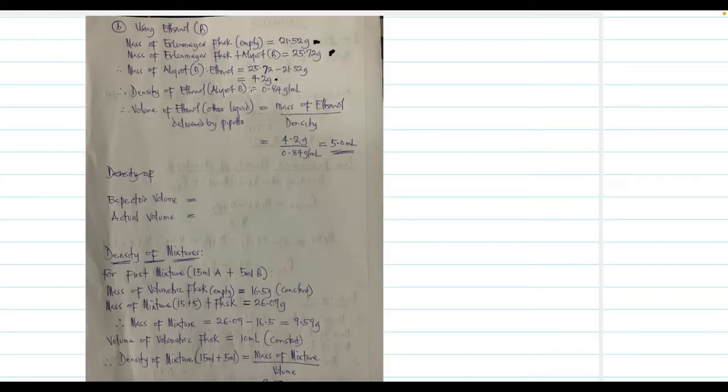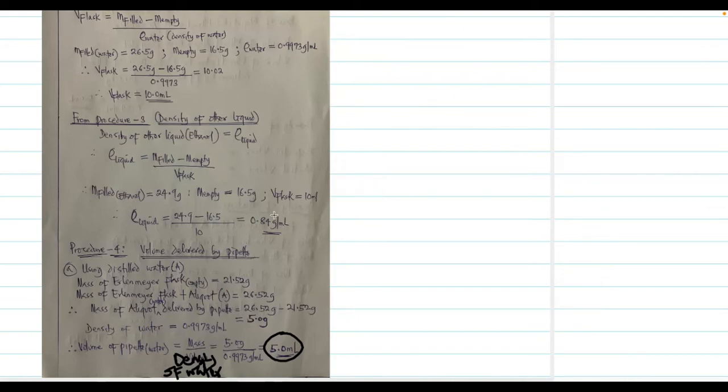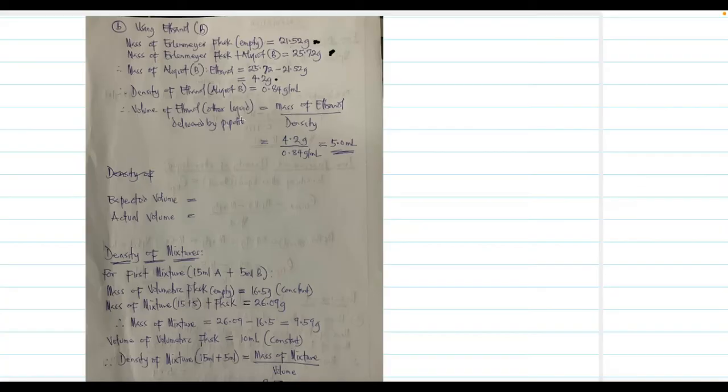Density of ethanol, this particular one, remember we had earlier calculated from procedure 3. We got this to be 0.84, so that's the density we're going to use. Density equals mass over volume, so the volume of ethanol will now be mass all over density. Now this is the expected volume.